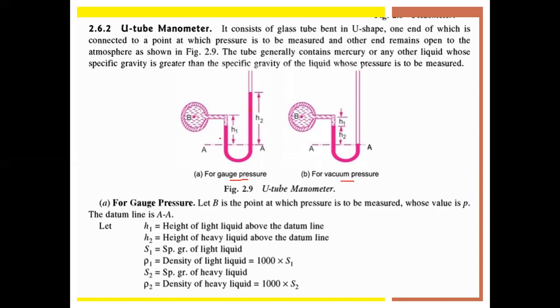Now, this is a datum line AA. Now go for gauge pressure. Please see this one, gauge pressure. Let P be the pressure to be measured, whose value is P. The datum line is A dash A, AA.